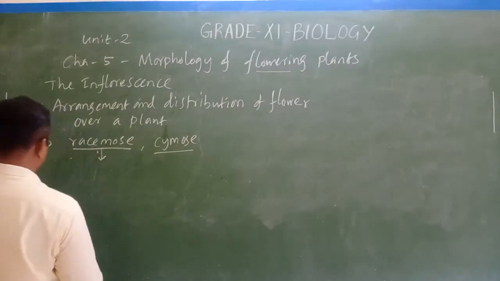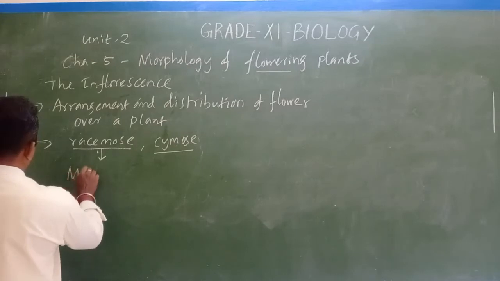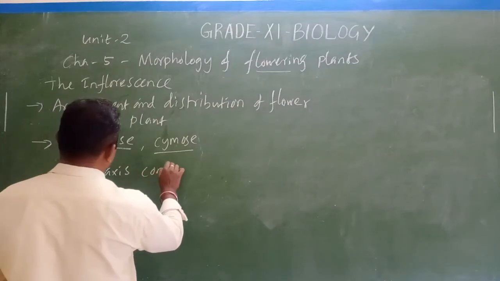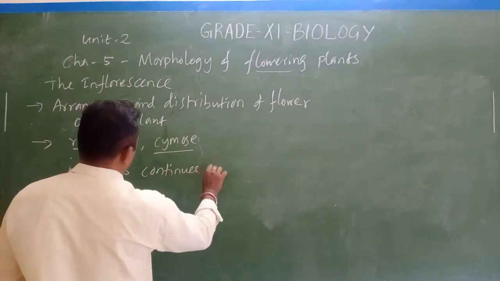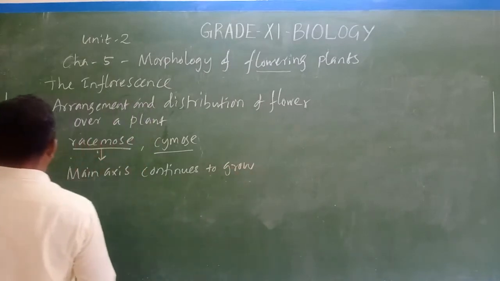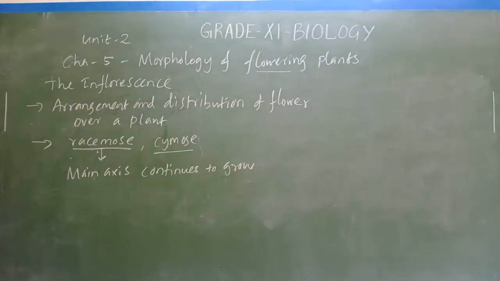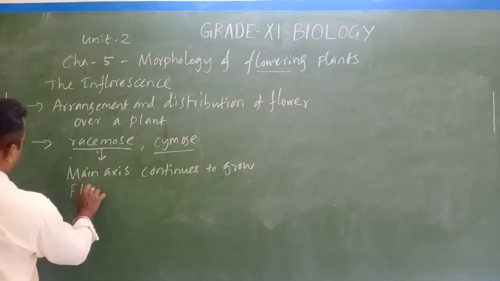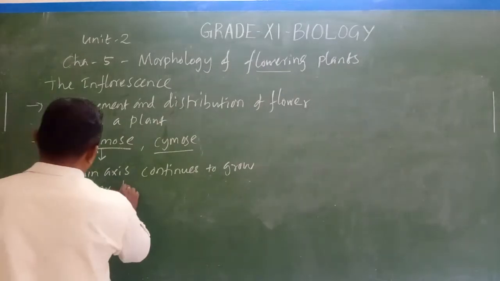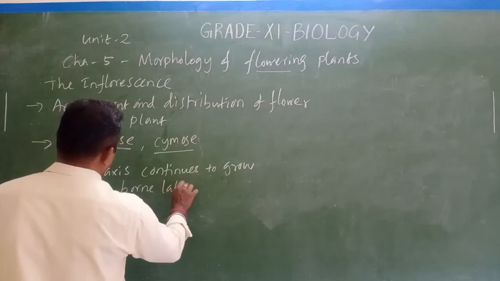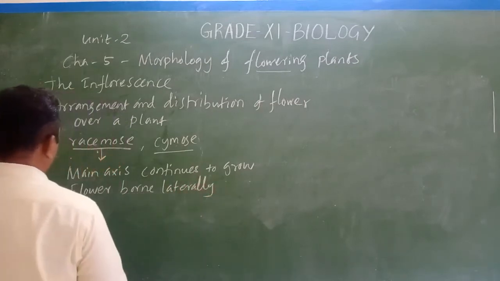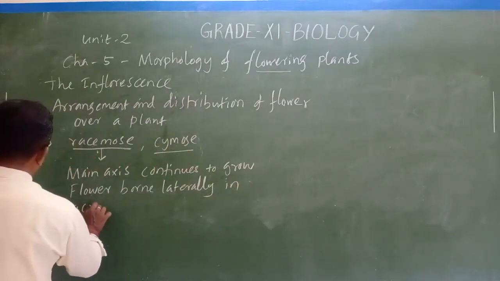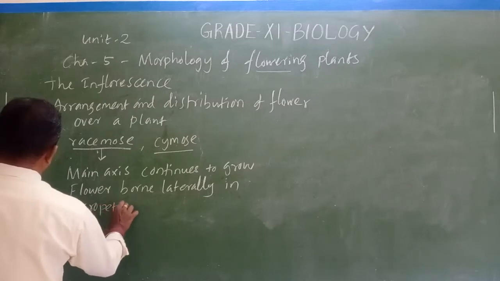Racemose means what? Here, in the racemose, the main axis continues to grow. Then the flowers are born laterally in acropetal succession.